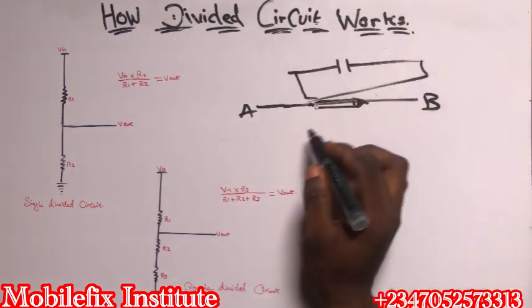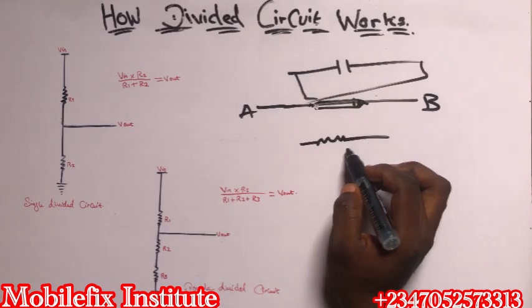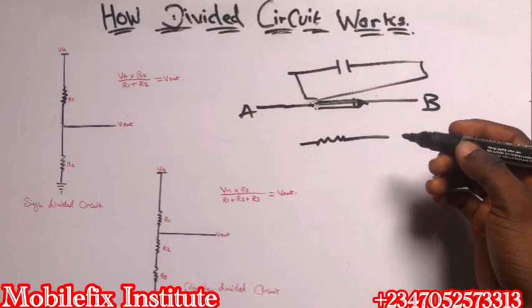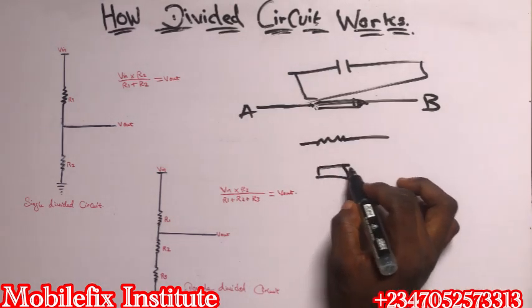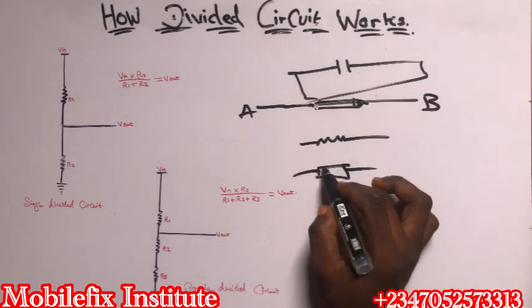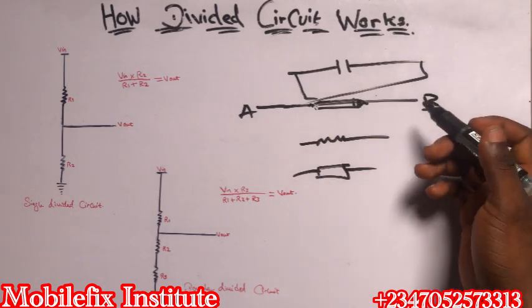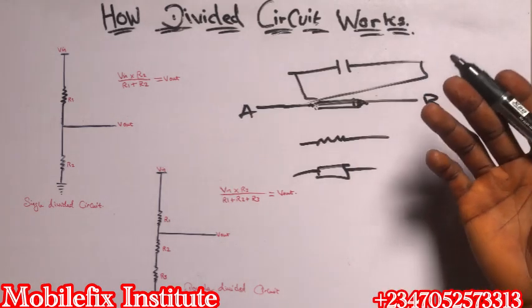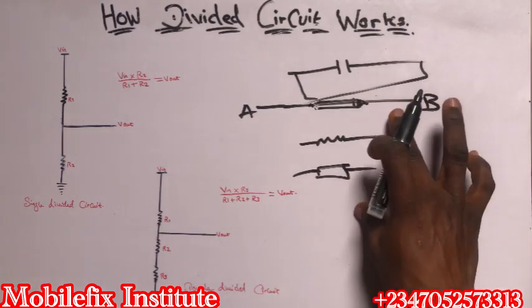Not only capacitors, you can also meet resistors connected in series. You can meet other components connected in series, like a diode. A coil is also connected in series. So there are a lot of components connected in series. That is series connection. Most of us know series connection, but for people that do not know it, that's why I explained this.